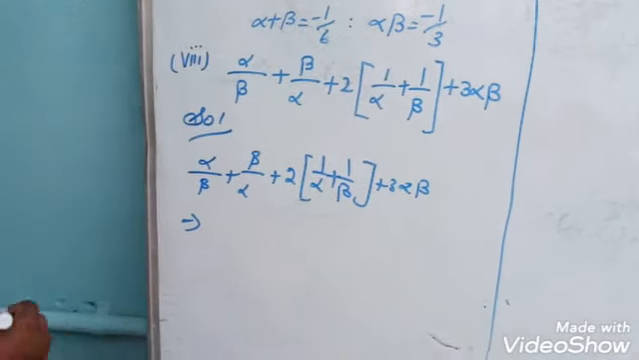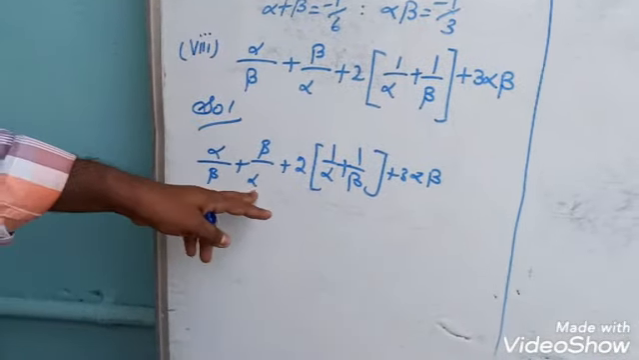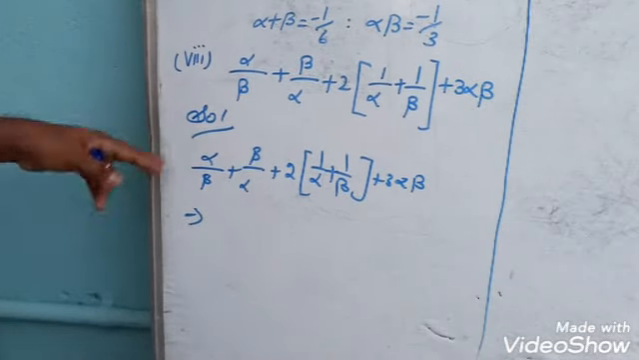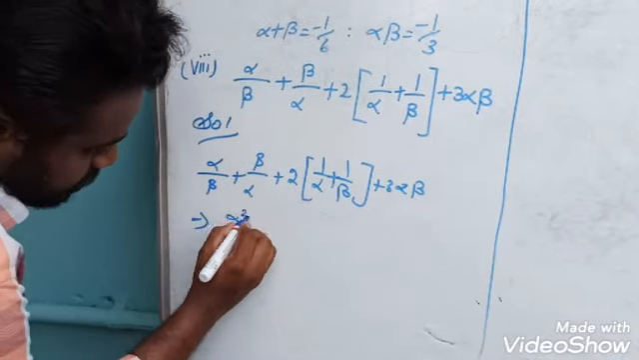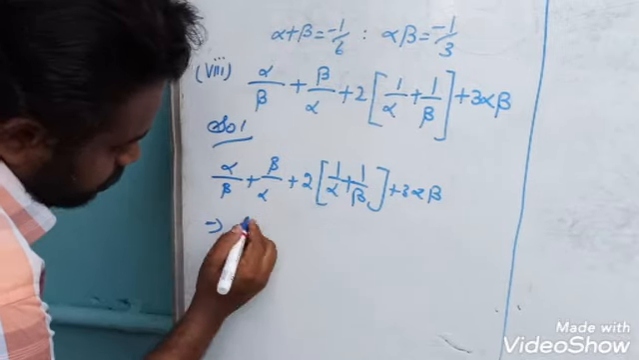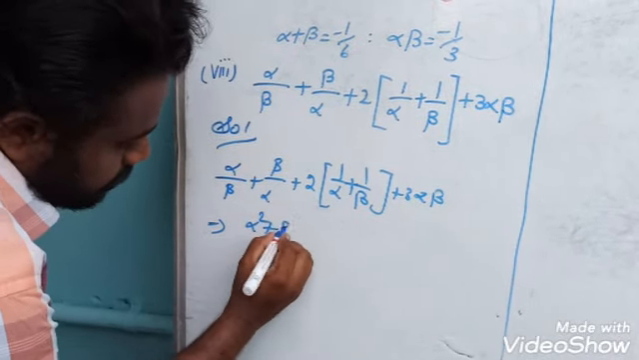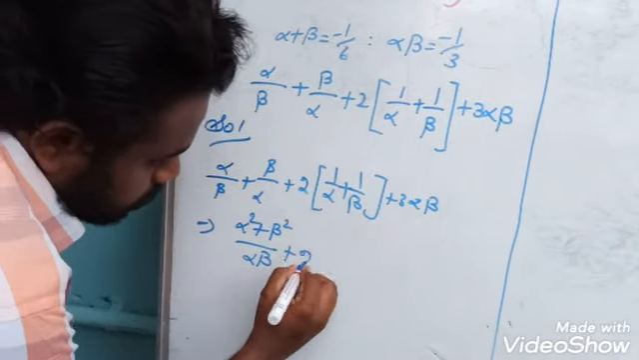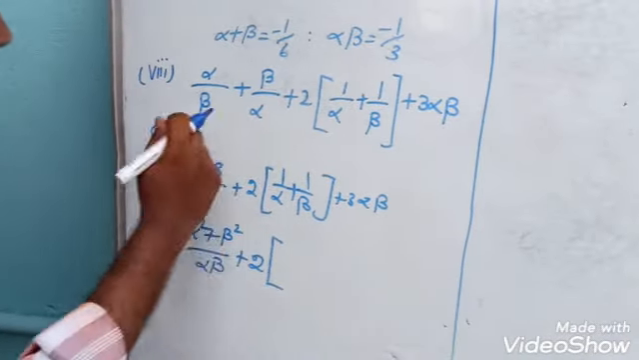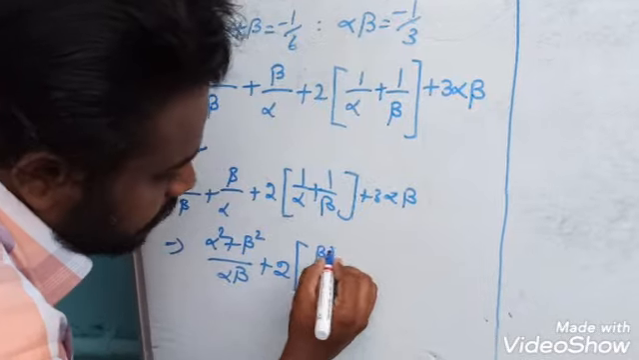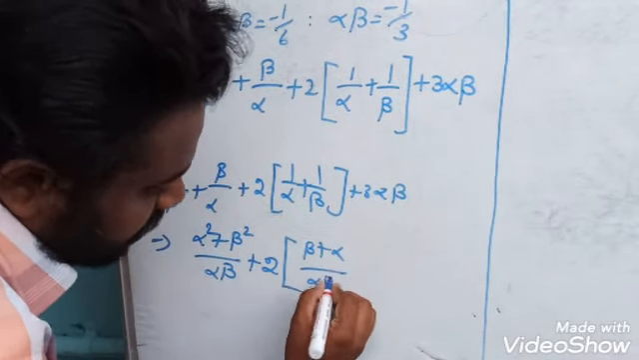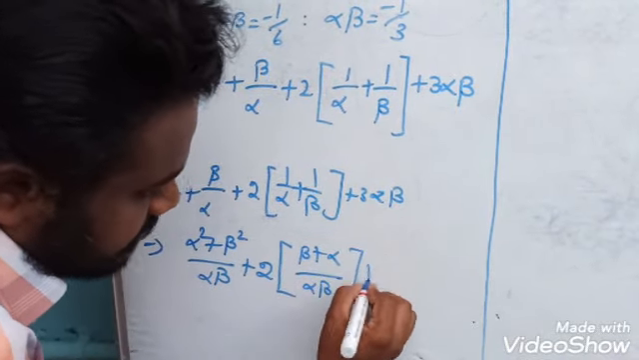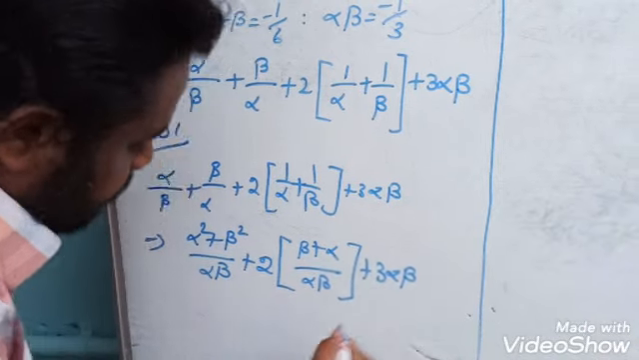This can be simplified. First I take the first two terms and make a cross multiplication. So alpha square plus beta square divided by alpha beta, plus 2 into, here I make a cross multiplication, beta plus alpha divided by alpha beta. I keep the last term the same, 3 into alpha beta.